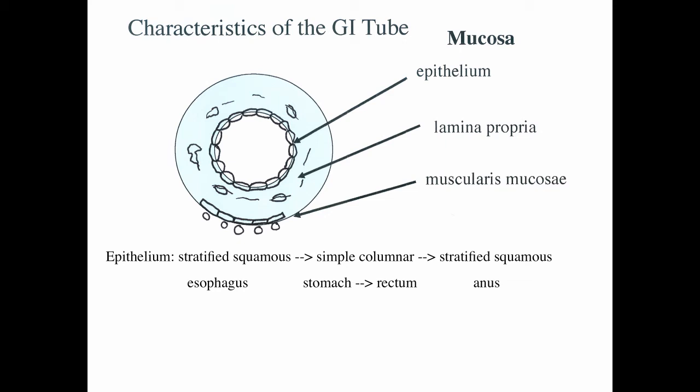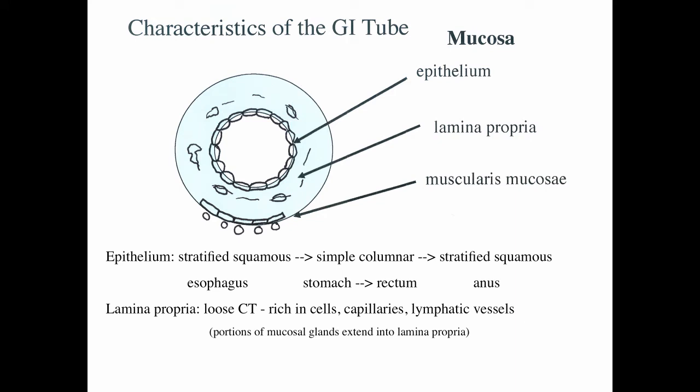The epithelium in the GI tract will vary depending on where you are in the GI tract. It'll be a stratified squamous epithelium in the esophagus. It will be a stratified squamous epithelium in the anus. Everywhere else, the epithelium in the GI tract is essentially a simple columnar epithelium.